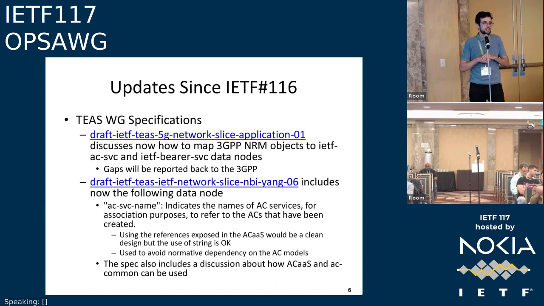There's also the work done with the traffic engineering working group, mainly two documents. The first is about how you can map the slicing provided by the 3GPP into the IETF network slicing. They are assessing how the various attributes provided directly from the 3GPP can be mapped to the ones we have on the IETF side, and they are mapping this to the various models we have for the attachment circuits and also the bearer data nodes. Some gaps have been identified by all the authors of this draft, and the plan is that they will go back to the 3GPP to report those so that they can update their information model.